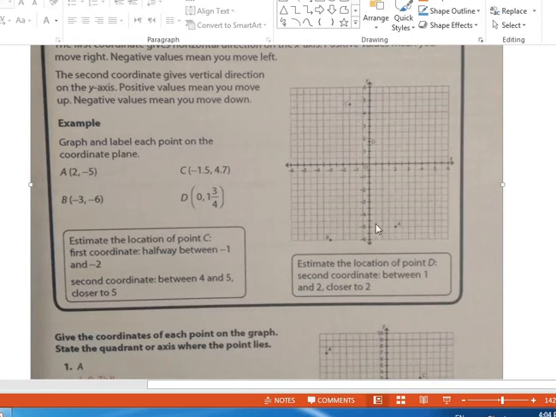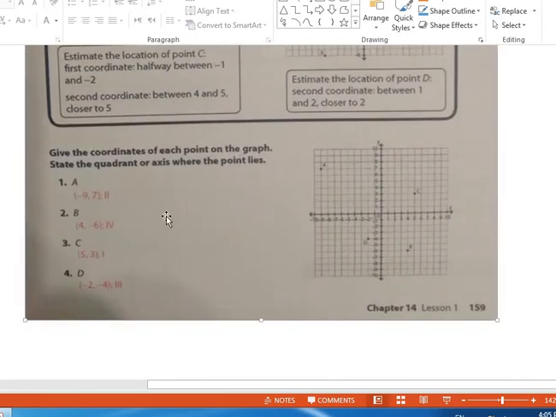So after this I have 0 and 1 and 3/4. So 0 is here, and 1 and 3/4. Go up or down? Up, because up is positive. 1 and 3/4 is a little bit before the 2. So here I have done all my ordered pairs in the graph. Okay.